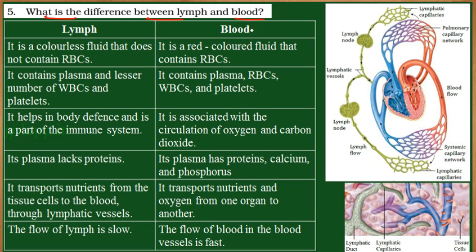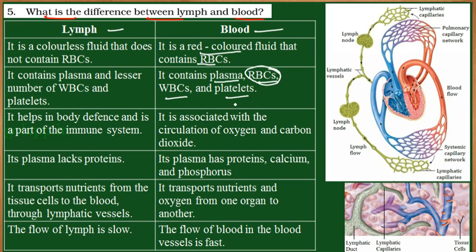Now let us learn what is the difference between the blood and the lymph. First, let's study the blood. Blood is a fluid connective tissue. It contains a fluid matrix called plasma and formed elements. Formed elements include WBC, RBC and platelets. RBC is the most abundant formed element in the blood, and this is red in color. Due to the abundance of RBC, the blood is also red in color. So it is a red colored fluid that contains RBC.